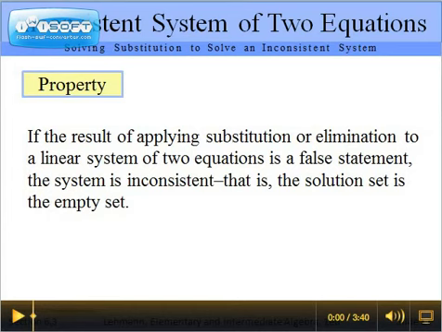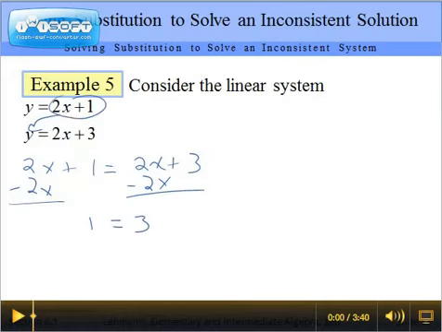So if the result of applying substitution or elimination to a linear system of two equations is a false statement like we had, the system is inconsistent. That is, the solution is the empty set. In this case, if I were to graph it, these two equations are parallel. They have the same slope.